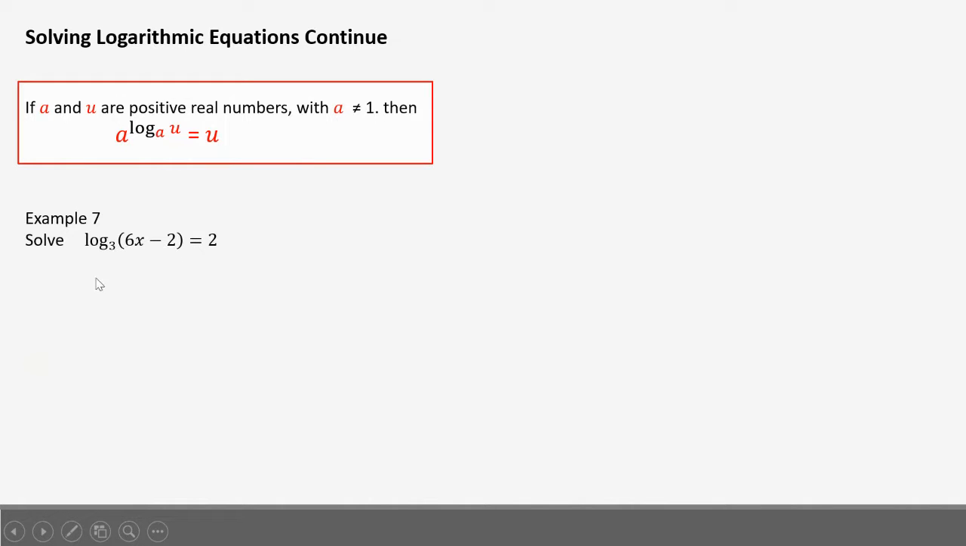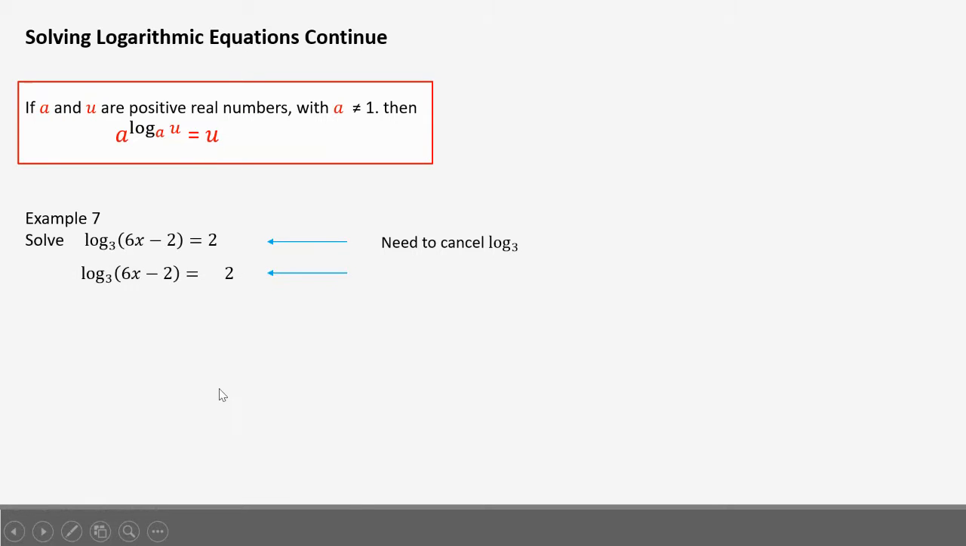Okay, for example, example number 7 says solve log base 3 of 6x minus 2 equals 2. So again, we need to cancel the log base 3. We don't want this here, because we're solving for x, trying to get to the x. But you have to follow legal math procedures, not whatever you want to do. So here we need to cancel this right here. So how do we do it?